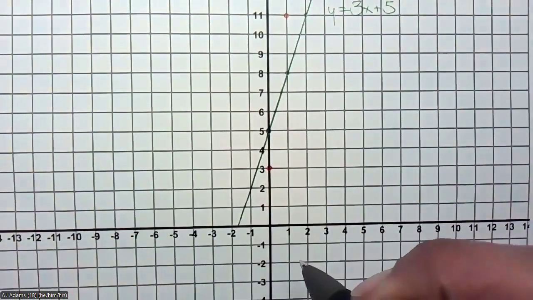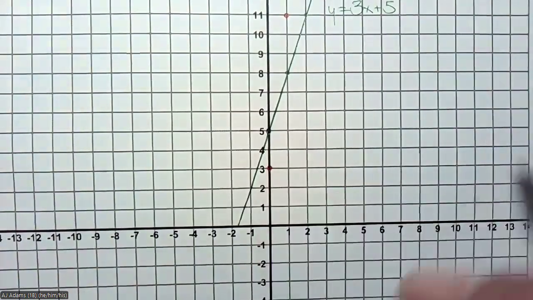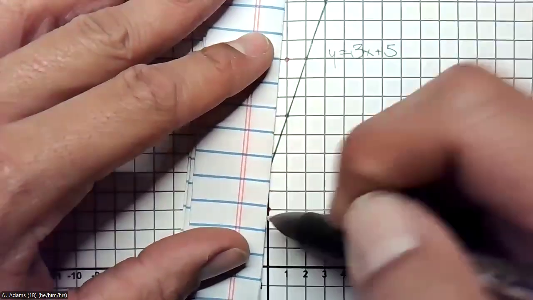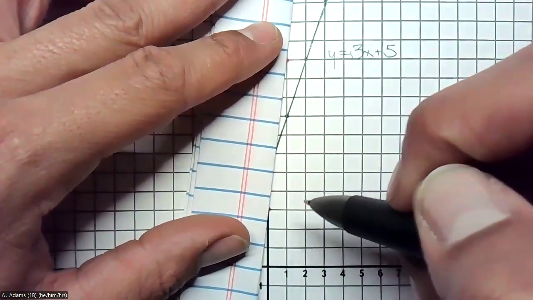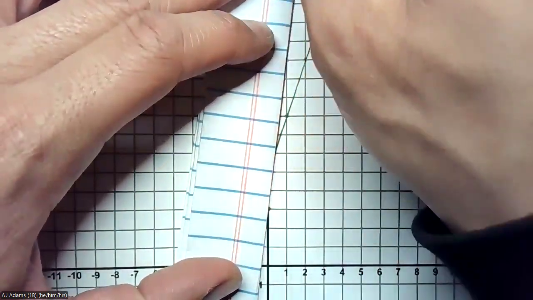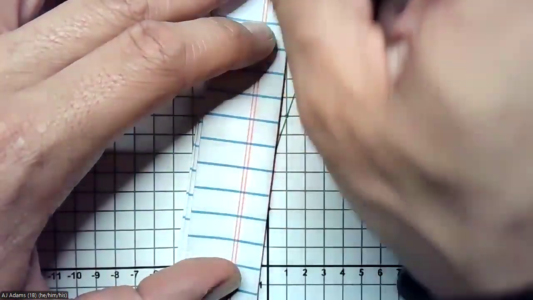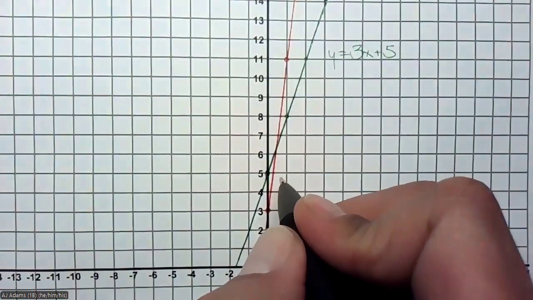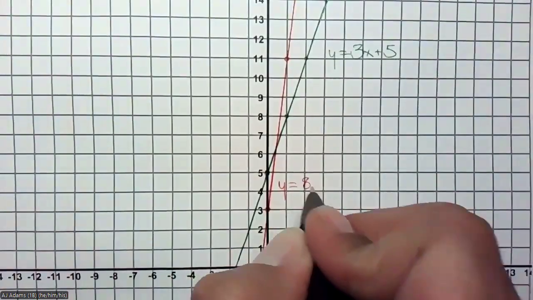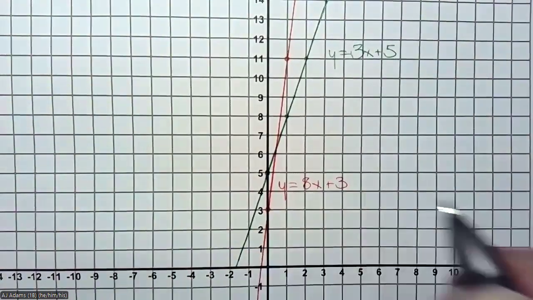And then you're not even going to be able to see it. So I'll just stick with these 2 points here. I was going to plot another point down below, but it won't be on camera. You only need 2 points to graph a line. And the second equation is y equals 8x plus 3.